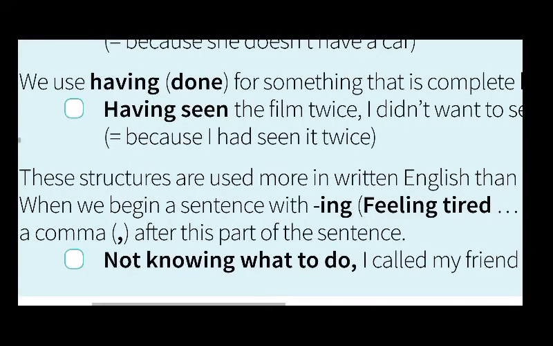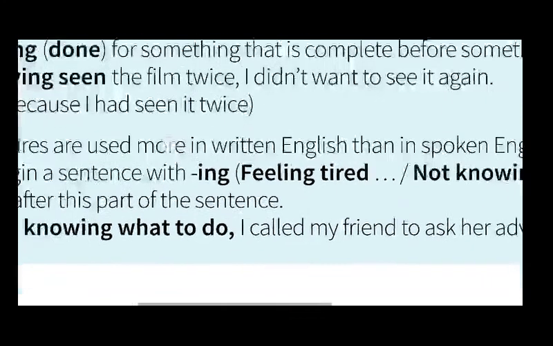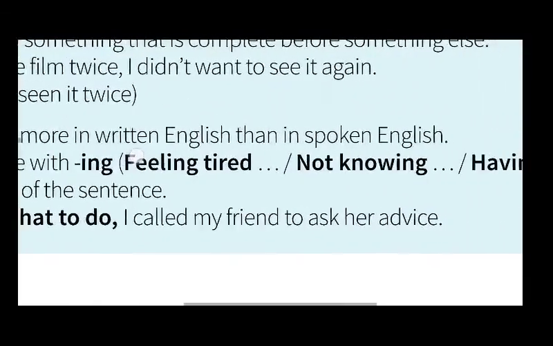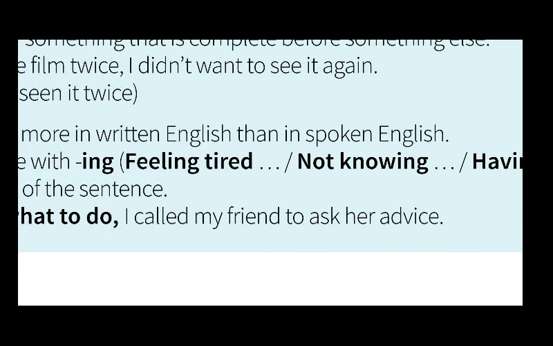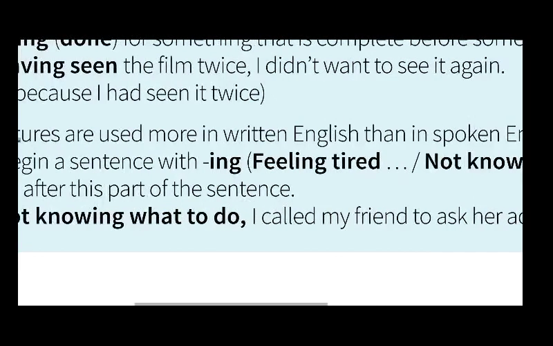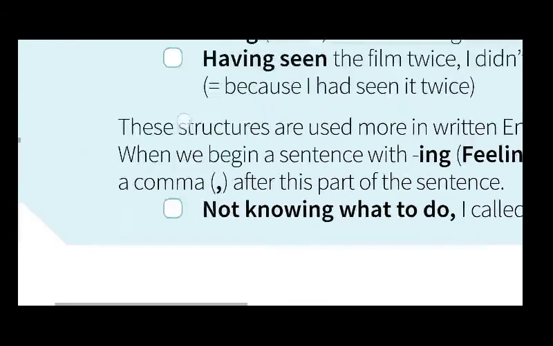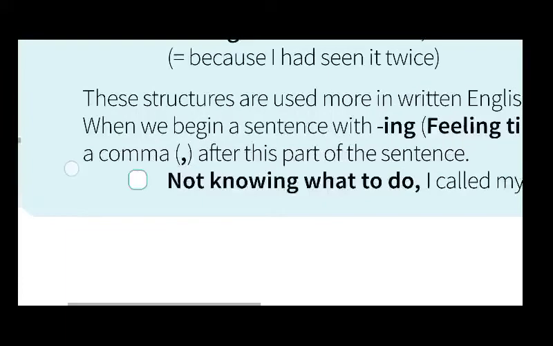When we begin a sentence with feeling tired, put or write a comma. Not knowing what to do, comma. Try to pay attention, note this point. Not knowing what to do, I called my friend to ask for her advice. That means because I didn't know what to do, I called my friend to seek her advice.